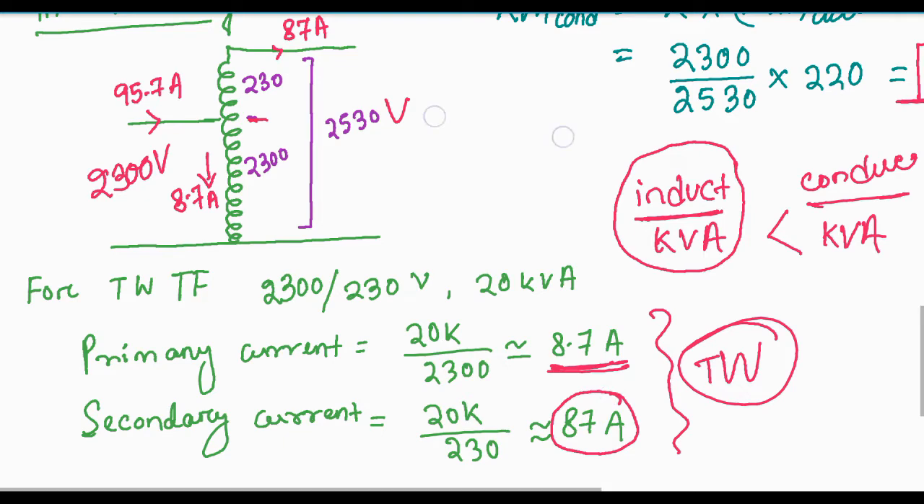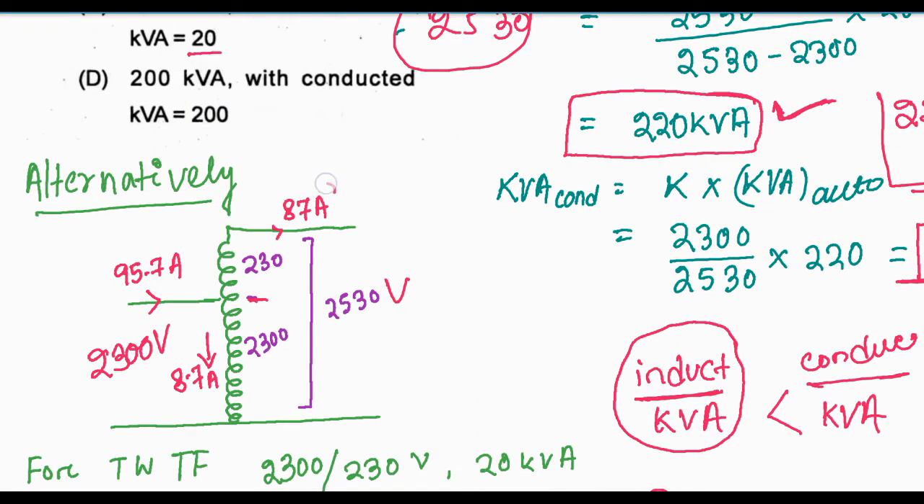So what will be the current directions? Here we will put 87 ampere, because the windings are already pre-wound, so we cannot change their thickness or anything. So the current rating will be the same for the windings, but here the connection will flow more current.